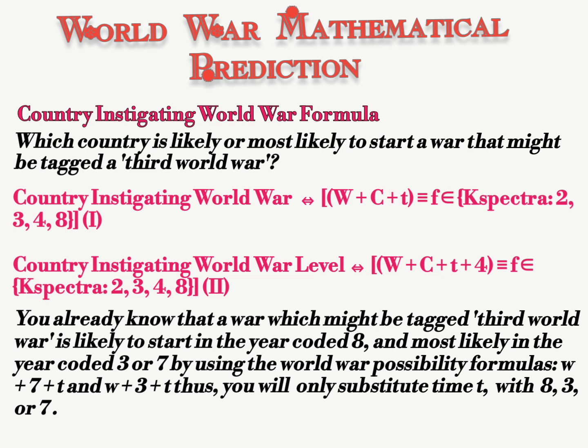You already know that a war which might be tagged Third World War is likely to start in the year coded 8, and most likely in the year coded 3 or 7 by using the World War possibility formulas W plus 7 plus T and W plus 3 plus T. Thus, you will only substitute time T with 8, 3, or 7.